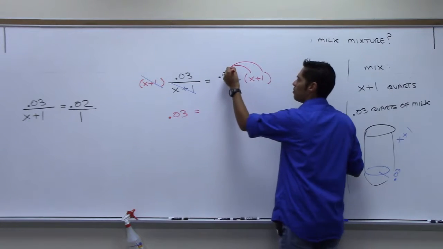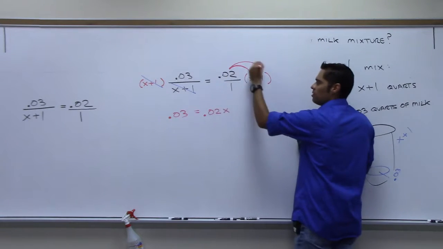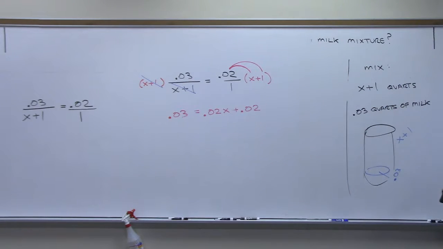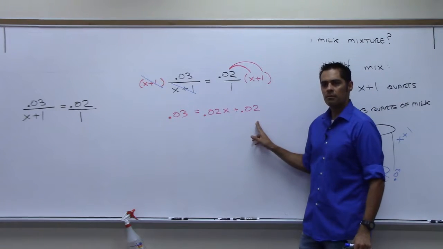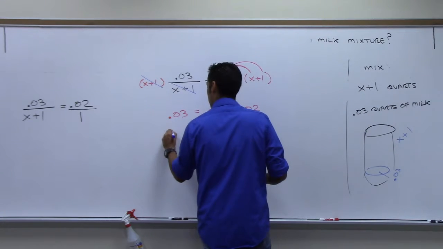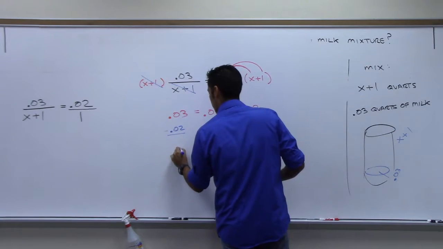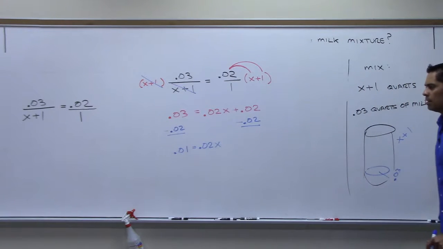Equals, over here, first multiplication, 0.02 times x, 0.02x, 0.02 times 1, plus 0.02. Now you have a nice linear equation with just one variable in it. You can subtract 0.02 on both sides. When you do that, you get 0.01 equals 0.02x. And if you divide that, you should get 0.5.